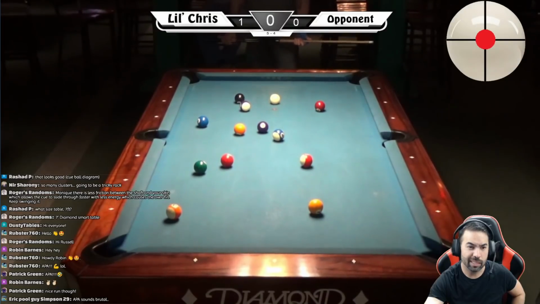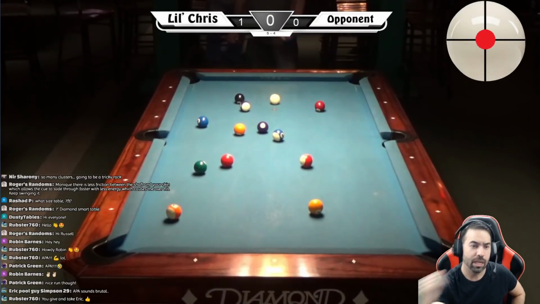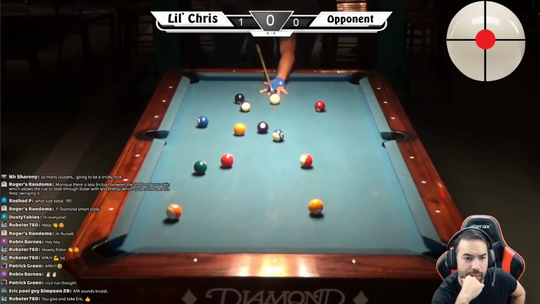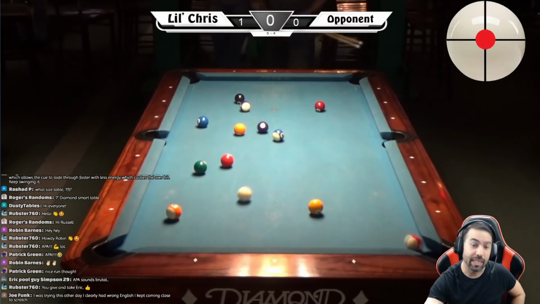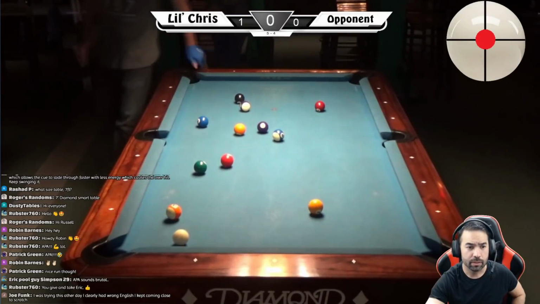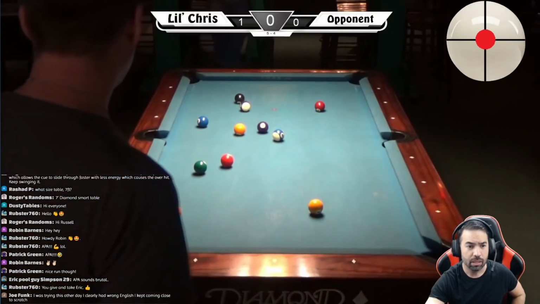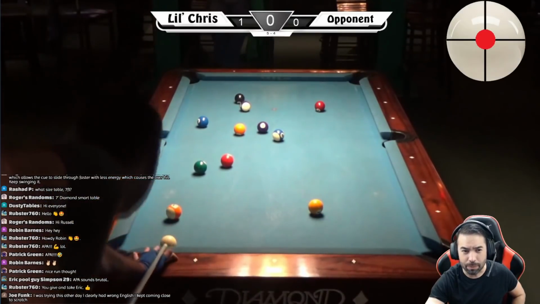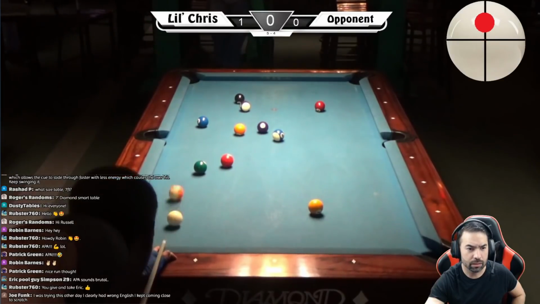Everything looks kind of okay, except I think he's in trouble here. I'm not sure what my opponent can do in this spot here. Looks like he might be going for the 11. I don't know if he can see enough of it. He can. That was actually a really good shot to get position on the 13 ball. Maybe try to follow it up to get position on the 10. So that would take some topspin.